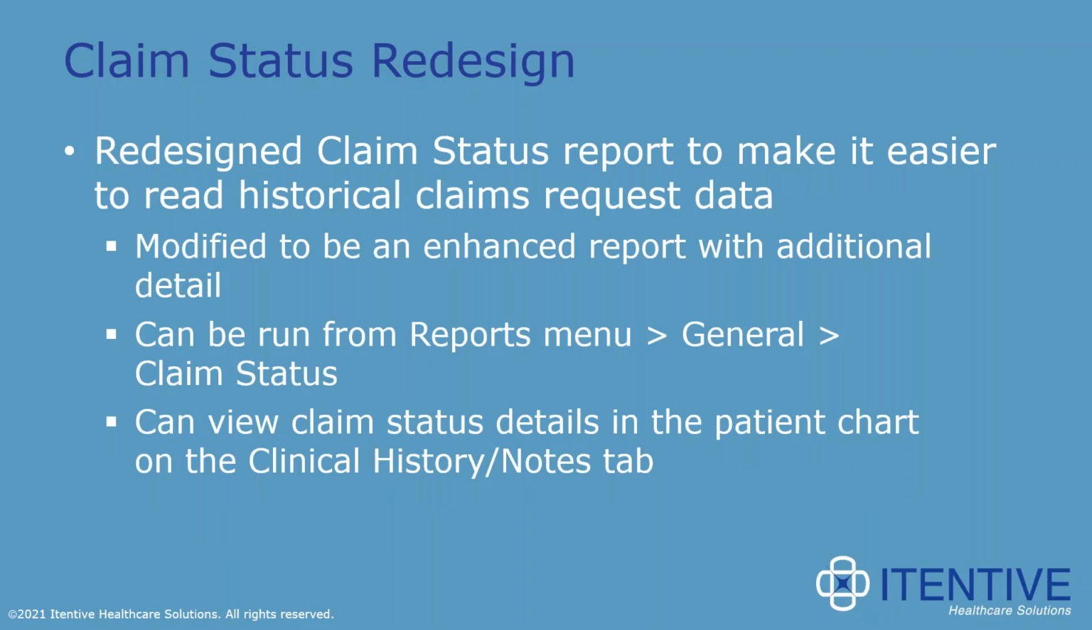With this upgrade, we're also going to see a redesigned claim status report. This report is going to be in that enhanced report format. It's going to be a little easier to read, as well as be able to really drill down and see more information about individual claims. This report can be run from our reports menu under our general category, as well as we can view all of our claim status details in the patient chart on that clinical history and notes tab.